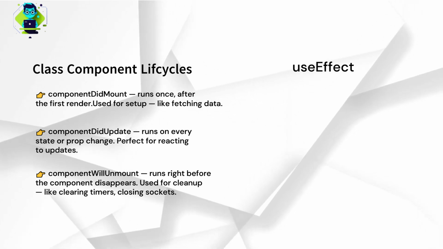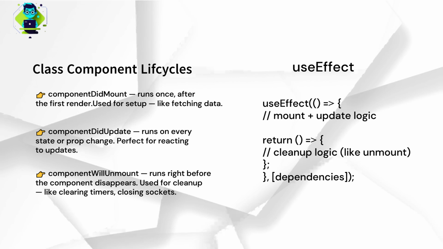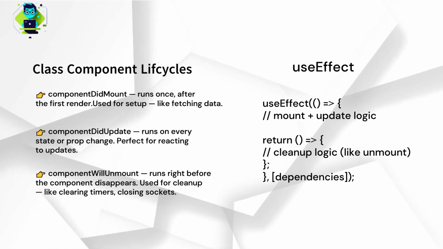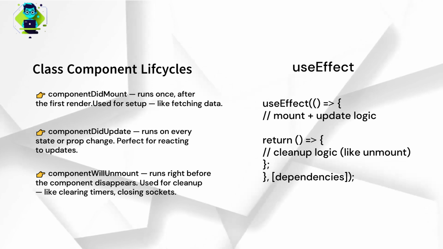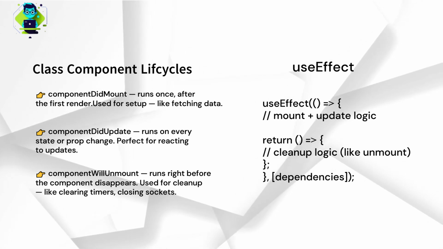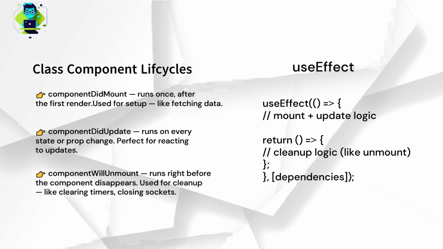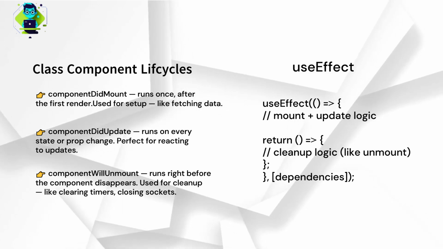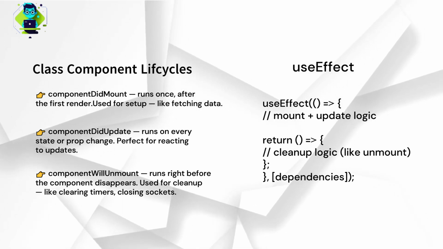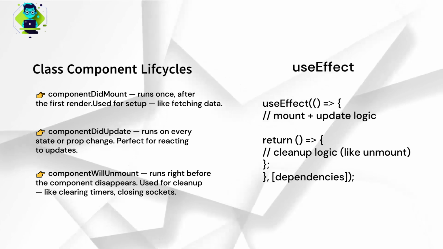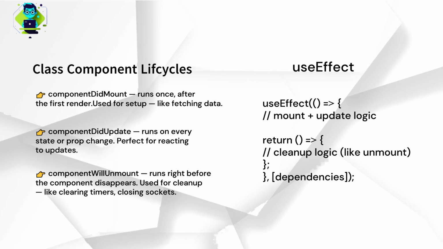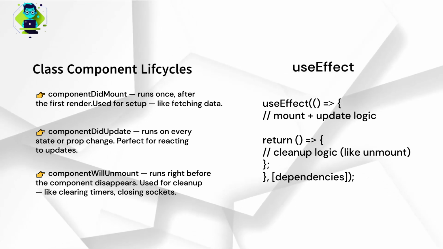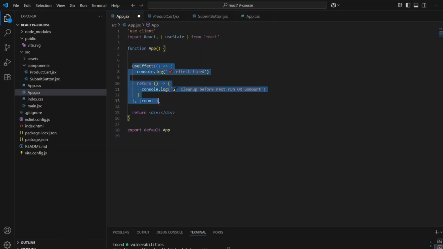So it looks like this. Here, if the dependency array is empty, it runs only once, just like componentDidMount. If a dependency changes, it runs again, like componentDidUpdate. Then, before it reruns or when the component unmounts, the cleanup function runs. That's your componentWillUnmount. Let me show you with an example.